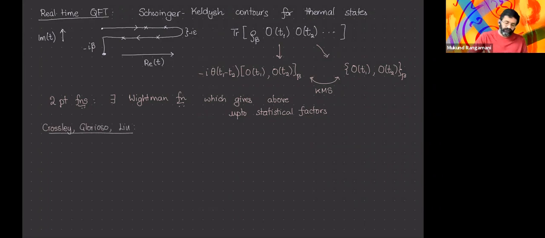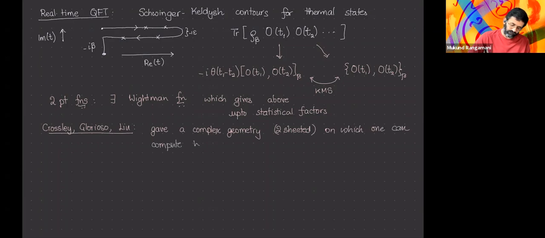I will reinterpret their statement, who basically gave a complex geometry, which was two-sheeted, on which one can compute. And this was analyzed by Loga and friends in the context of Brownian motion, but I'll tell you how I think about this contour. This is not the pictures they drew, but this is the way I think about it.